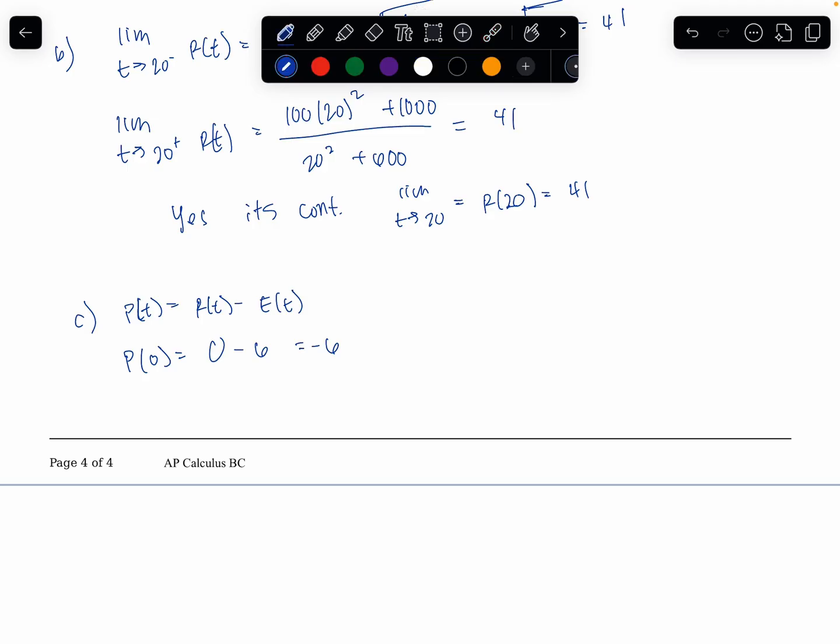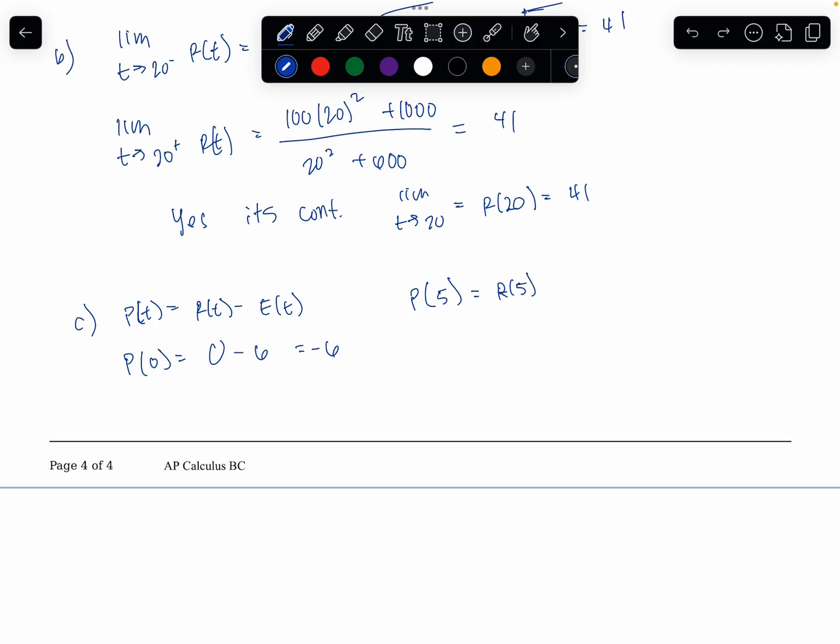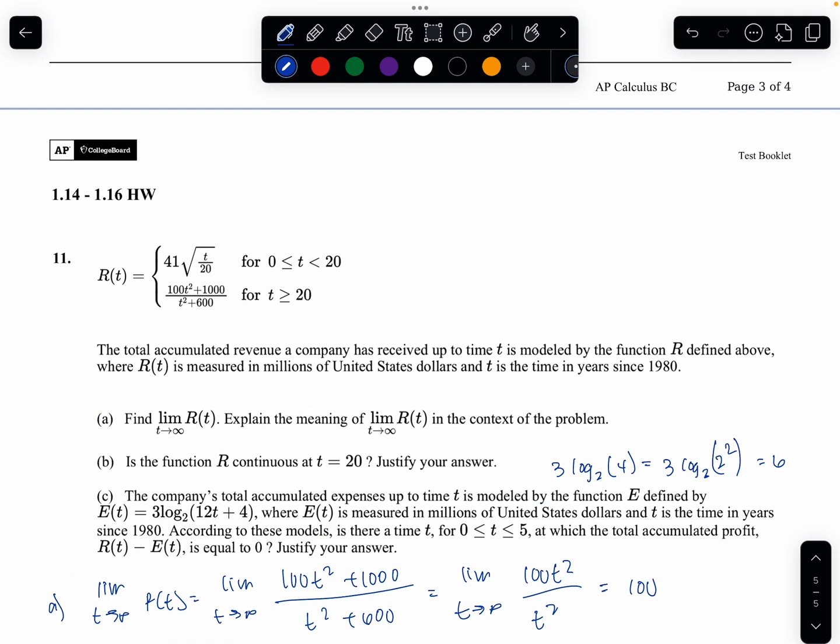But after 5 years, so let's do P of 5, that's going to be equal to R of 5 minus E of 5. So let's see what R of 5 is. R of 5 is going to be equal to 41 times the square root of 5 over 20. 5 over 20 is 1/4, right? So that's going to be equal to 41 over 2, which is going to be equal to 20.5.